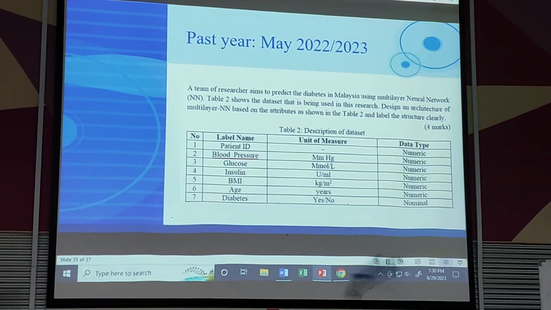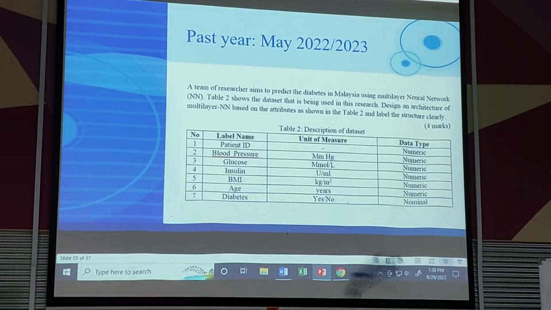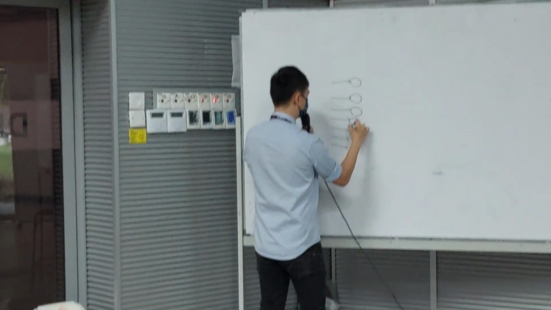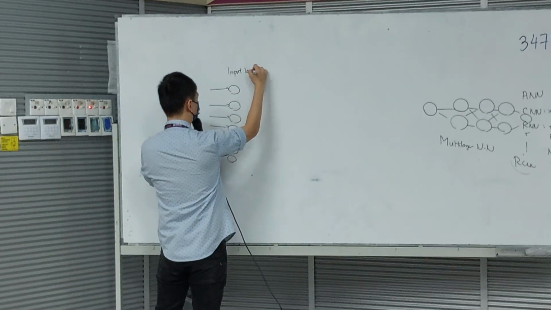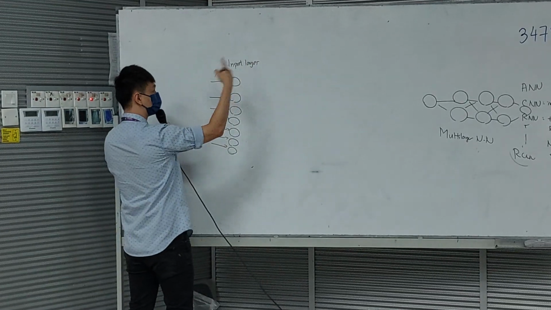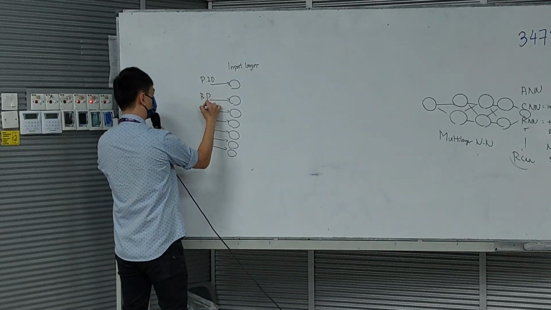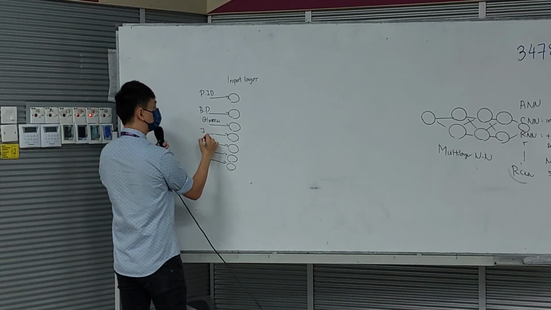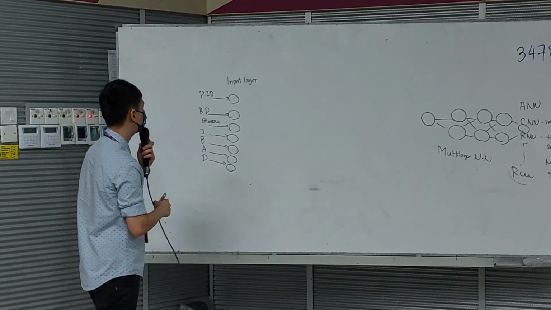So how to draw? You just need to identify how many inputs. There are 7 inputs here, then you just draw: 1, 2, 3, 4, 5, 6, 7. So this is your input layer, and you have to label it. This is the input layer. You have a patient ID, and then you have blood pressure. You have to label it properly. Glucose, insulin, BMI, age, and diabetes.